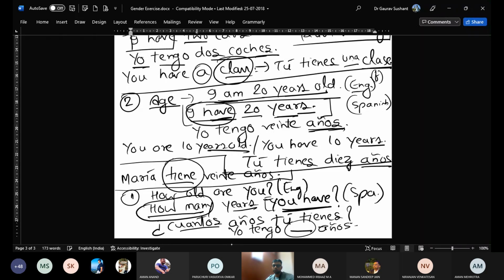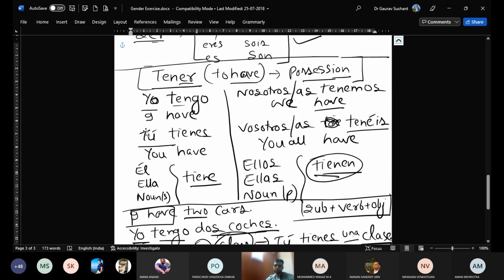For the number of years, this is something which is generally followed: you do not write digits for numbers in Spanish. You use the words. So for 10, we are using diez, always written using letters. The same thing will happen for other numbers also. Not only with age, in general in Spanish, this is given more importance. The digit form is not used.